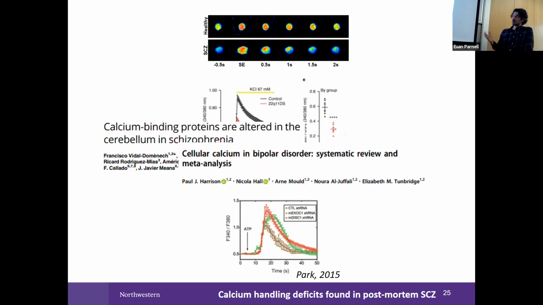You can't get access to brain tissue, but you can get access to blood samples from patients. And so in this study, they did a meta-analysis of studies that had looked at bipolar disorder and schizophrenia platelets, and they found a change in the resting calcium in both of these disorders. And so all this suggests that calcium handling, calcium activity, really could be a contributing factor towards schizophrenia.